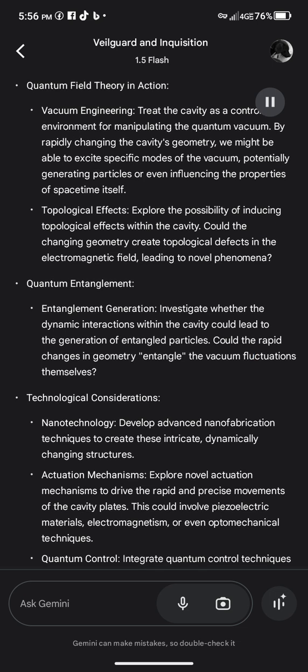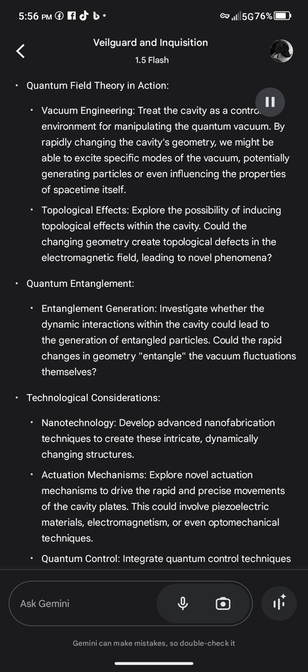Topological effects. Explore the possibility of inducing topological effects within the cavity. Could the changing geometry create topological defects in the electromagnetic field, leading to novel phenomena? Quantum entanglement. Entanglement generation. Investigate whether the dynamic interactions within the cavity could lead to the generation of entangled particles. Could the rapid changes in geometry entangle the vacuum fluctuations themselves?